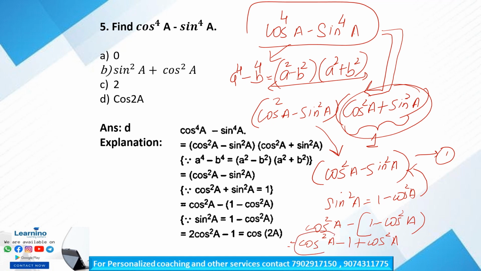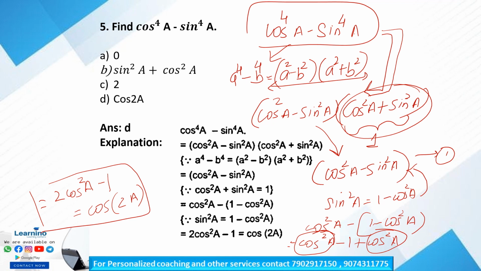So cos square a plus cos square a is equal to 2 cos square a minus 1. What is 2 cos square a minus 1? That is equal to cos 2a. This is a standard formula. 2 cos square a minus 1 is equal to cos 2a. That is our option D. Cos 2a is our correct answer.